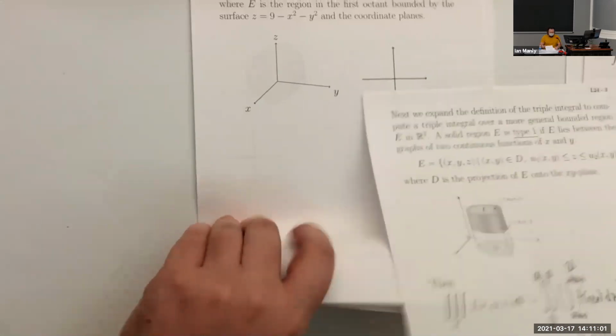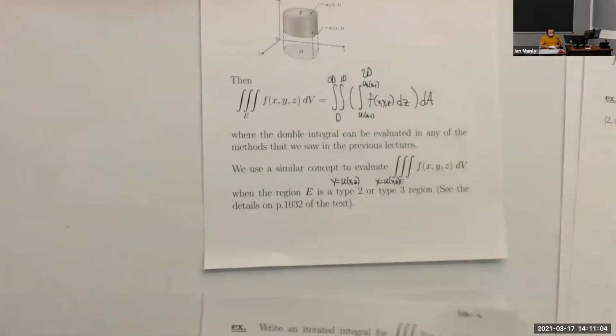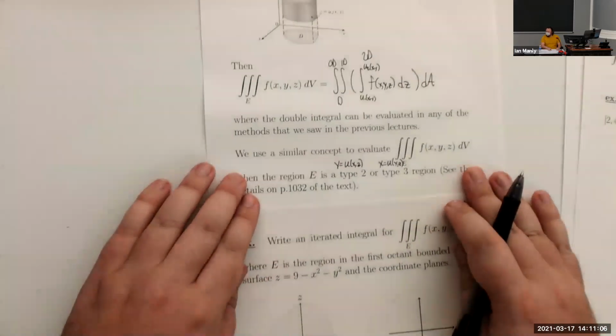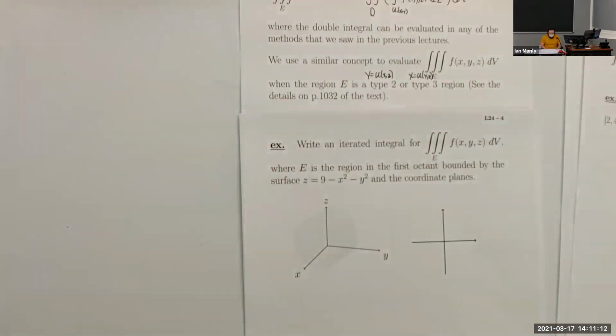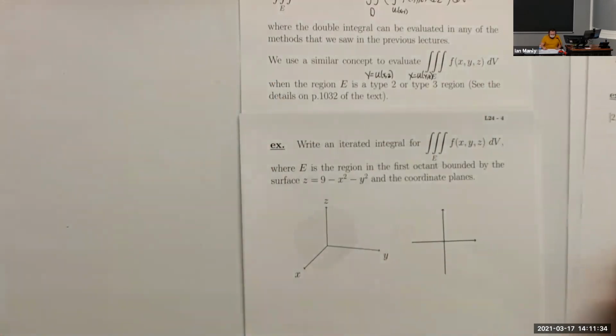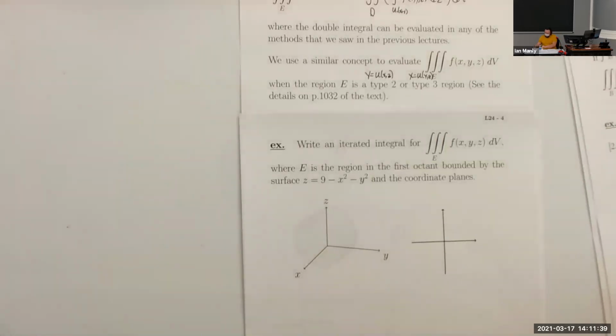Let's go ahead and try to set up a real triple integral here. Okay, so write an iterated integral for the triple integral over the region E of f of x, y, z, dV. So they don't tell us what function this is, so we can't actually do the integral, but we could at least set it up. Where E is the region in the first octant, bounded by the surface 9 minus x squared minus y squared and the coordinate planes. All right, let's go ahead and do that. Let's see here. Where do they want us to go? This one.